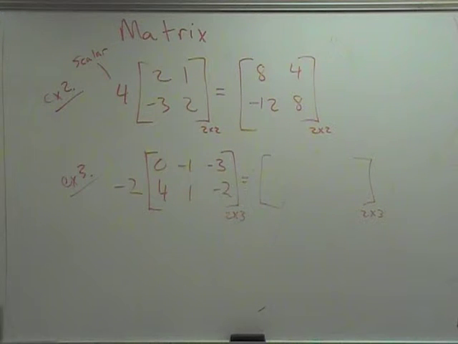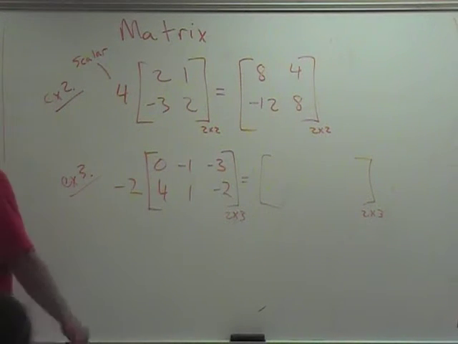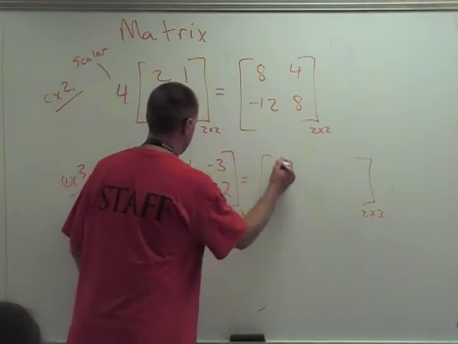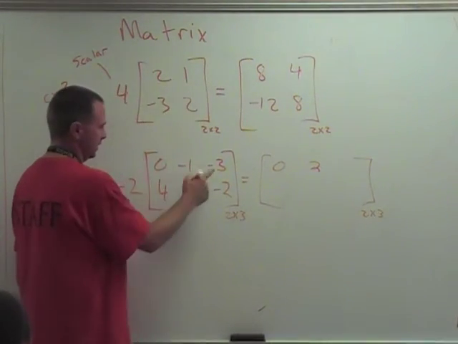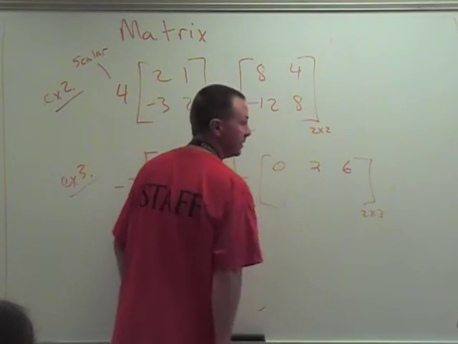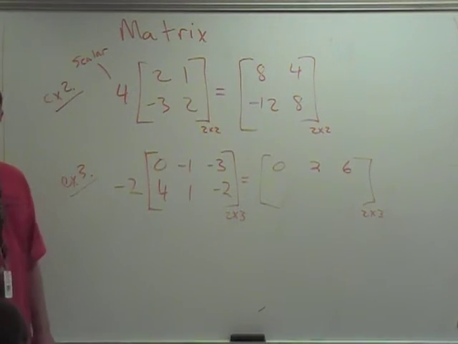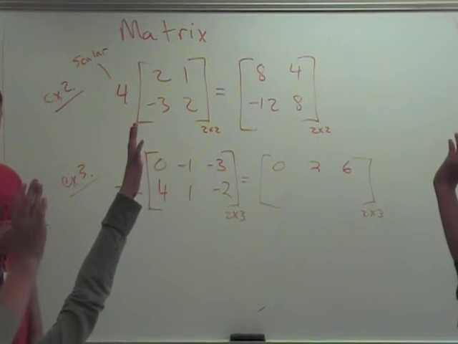0, 2, 6, top row. Negative 2 times 0 is 0, yes. Negative 2 times negative 1 is positive 2. Negative 2 times negative 3 is positive 6. Is that what you said? We got the first row correct.